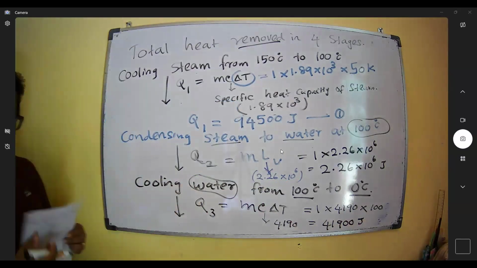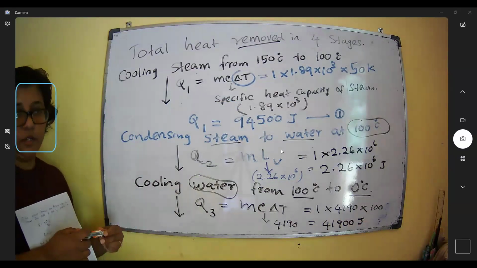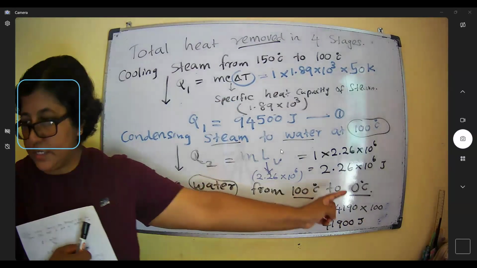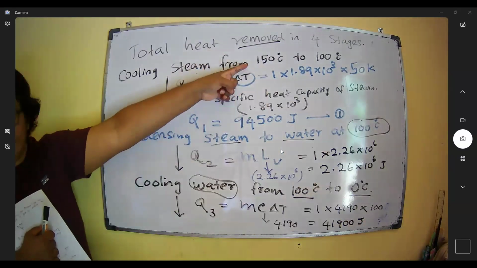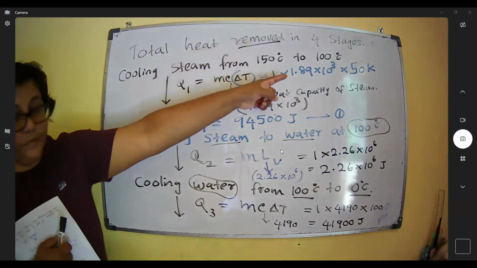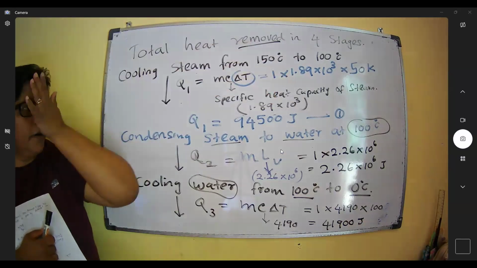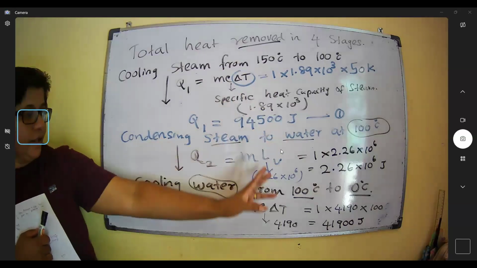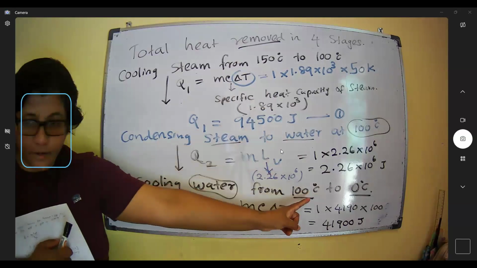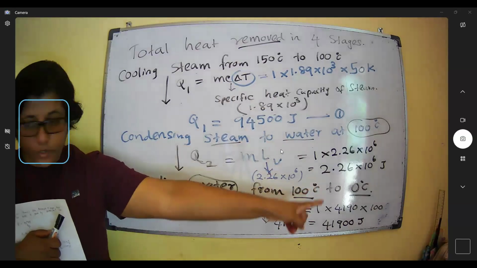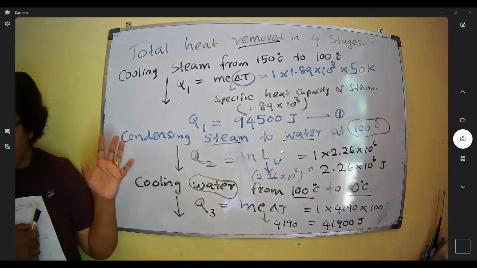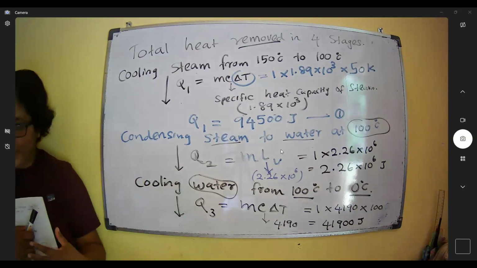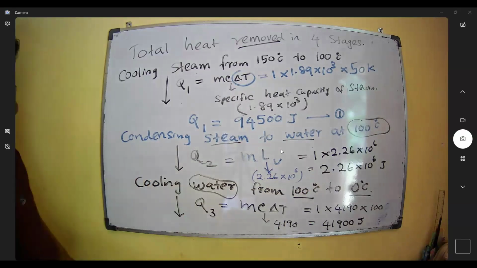Then what is the last step? Freezing water to ice. Water is now at 0 Celsius. We started with steam at 150 Celsius. Now it is converted to steam at 100. Then steam condenses to water at 100. And again water at 100 Celsius cools to water at 0. Now we freeze it, water at 0 to ice at 0. Right? This is the last step.